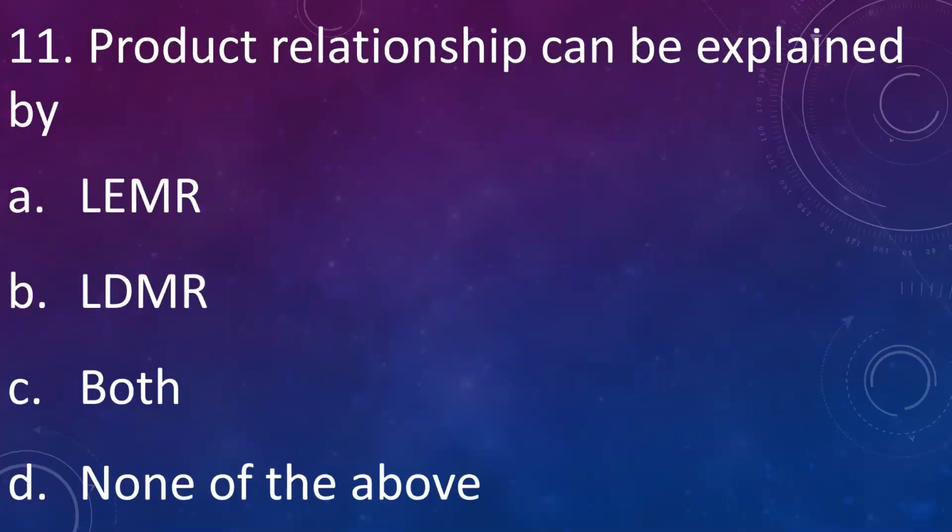Then product relationship can be explained by A LEMR, B LDMR, C both, D none of the above. Answer is A LEMR, that is law of equimarginal returns. Based on this, product relationship can be explained.